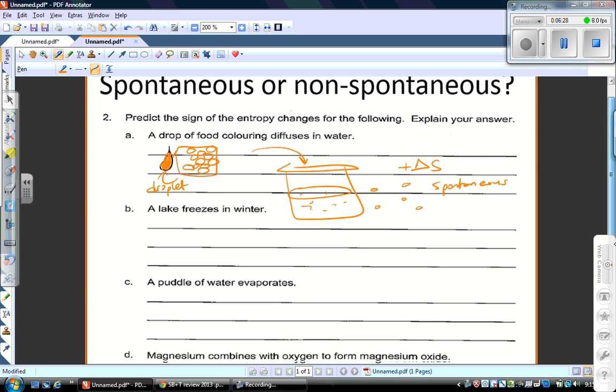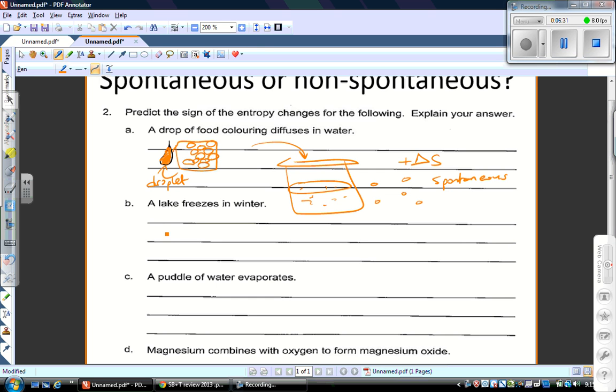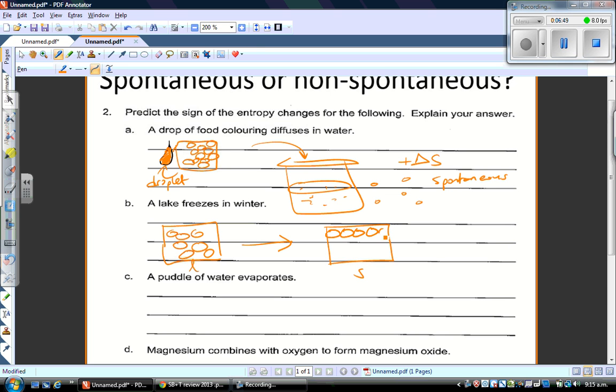Now let's look at the next question. A lake freezes in winter, so what we have here is we're going from a liquid situation to a solid. So we're going from a disordered state, like I was saying before, to an ordered state. Particles in a solid are regularly arranged, all touching, closely packed together, like so. Okay, so this is a situation where, like in the bedroom we were just talking about, if your bedroom was in a mess, it's not going to just magically or spontaneously reorder itself like that. So that would be a negative delta S, and that would be non-spontaneous. So freezing is a non-spontaneous reaction.